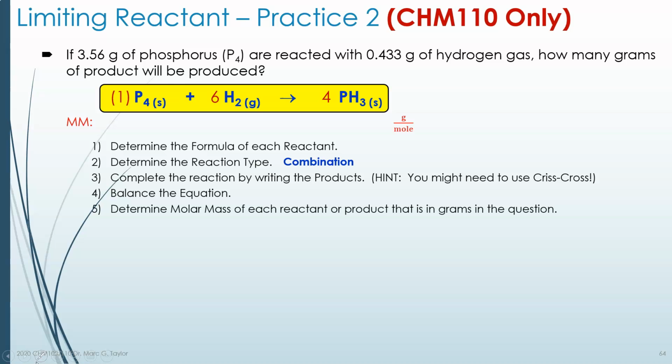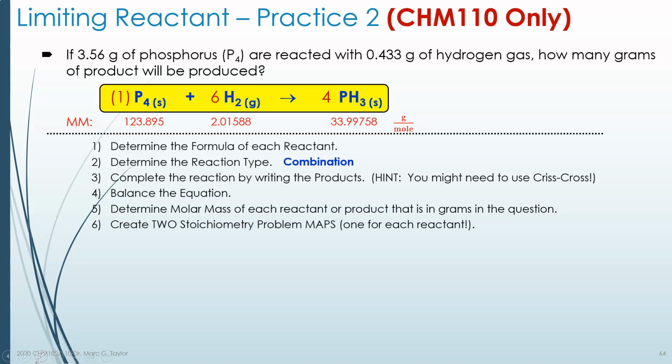And we're going to need some molar masses because the problem says a certain number of grams of phosphorus reacted with a certain number of grams of hydrogen, and they want to know how many grams of product. So we need molar masses for all 3 of those. So I'll pause here for a second, let you calculate those. Okay, I'll now show you the values for those. And they're written right here in grams per mole, as always, as molar masses should be.